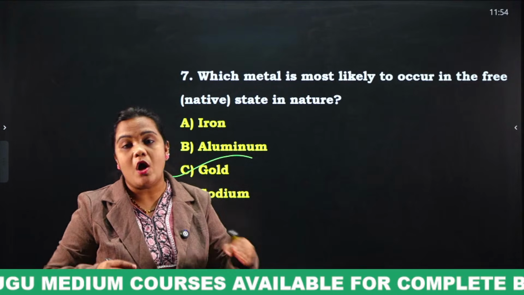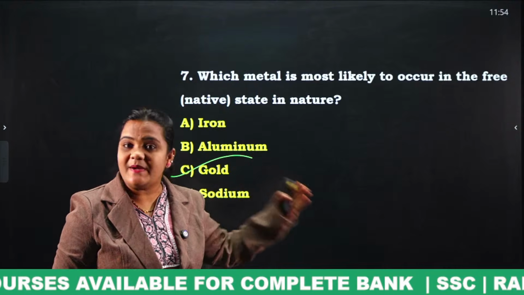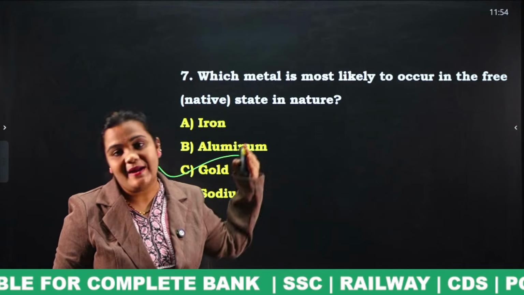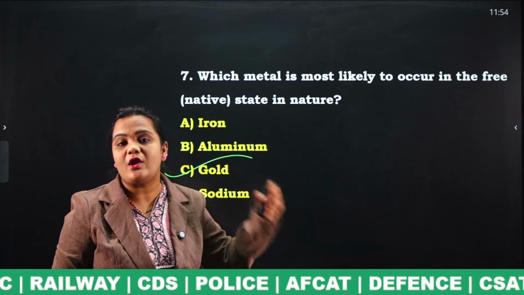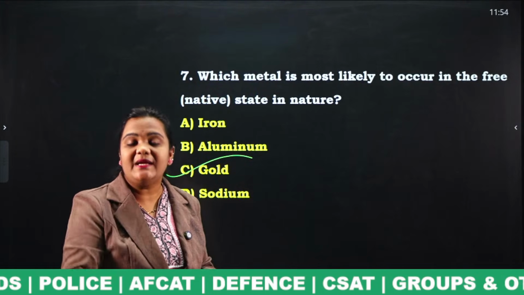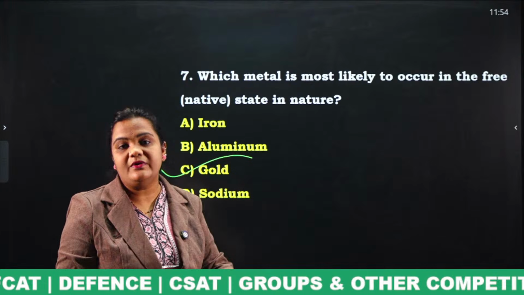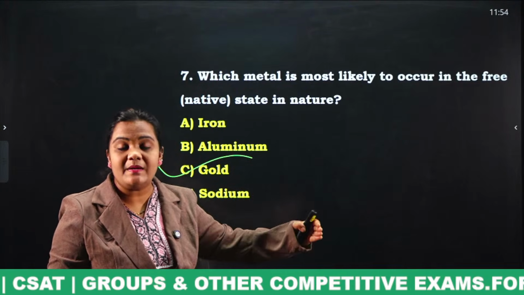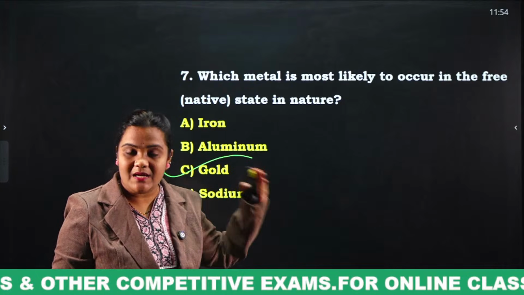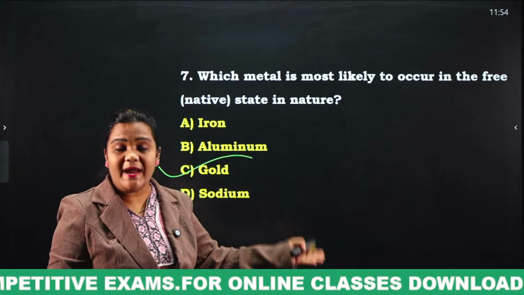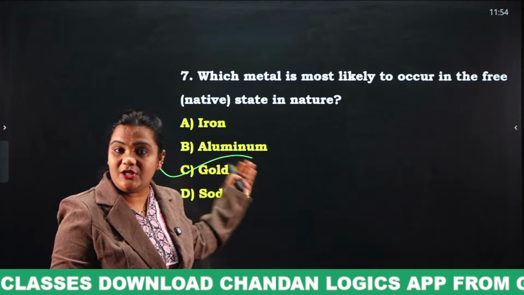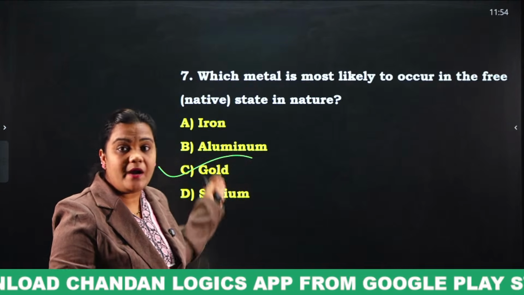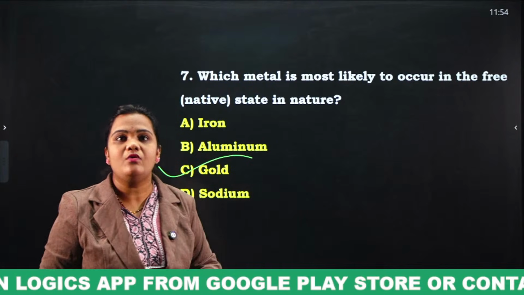I have told you already, students. Where do we get these metals from? We get these metals from the earth's crust. The earth's crust is the outermost layer of our earth. When we dig the earth, we get a lot of minerals, and by extracting those minerals, we get ores. But the only metals which we get in free or native state are gold or platinum. Did you get my question now? Yes.